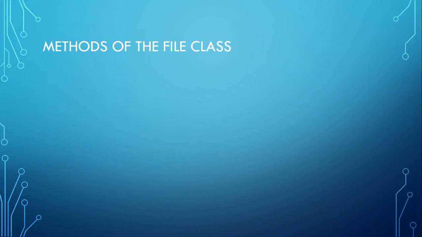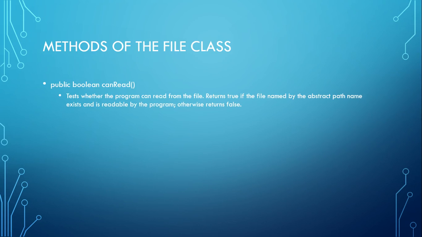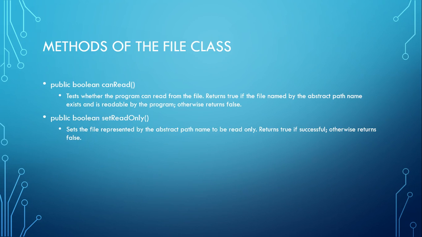Alright, now let's just quickly discuss those methods of the file class so you'll have them at your disposal. So the first one is the public boolean canRead, which simply tests whether the program can read from the file. Returns true if the file named by the abstract path name exists and is readable by the program, otherwise it's false. Very self-explanatory. setReadOnly is a permission change, so it sets the file represented by the abstract path name to be read only. This returns true if successful, otherwise it returns false.